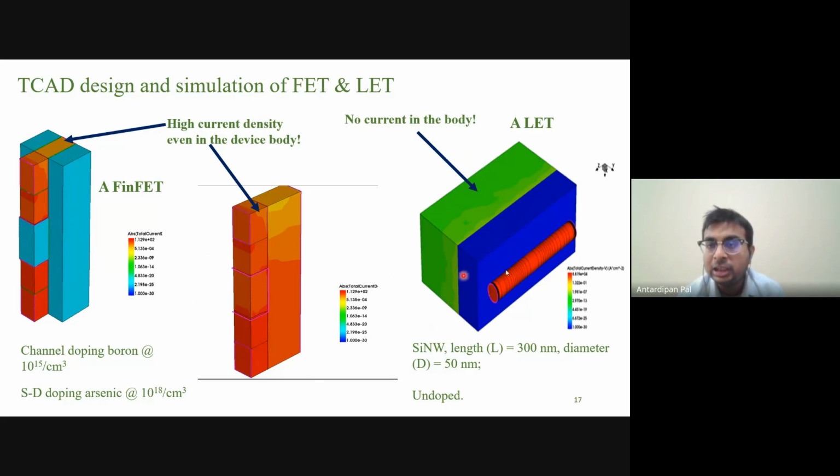While if you see in the LET, we don't have any current in the body, right? It's almost, what's the value? I believe it's around 10 raised to negative 30, and it was 10 raised to positive 2. That means we have a huge saving in the leakage path or leakage current. We don't have any current flowing into the body.